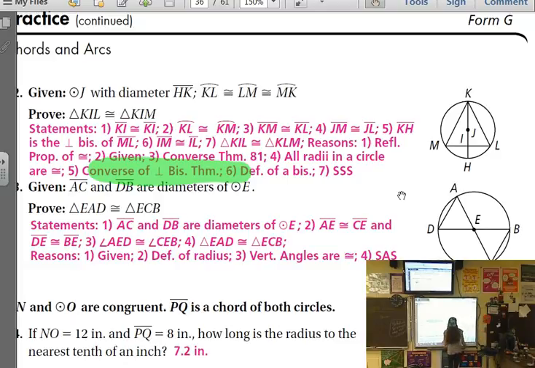Radii, in an equilateral, they have to bisect the angle at the end because they make congruent isosceles triangles, and that means that this has to be congruent to this, and this has to be congruent to this. There we go. And then, since that is congruent, wait, okay, yeah.